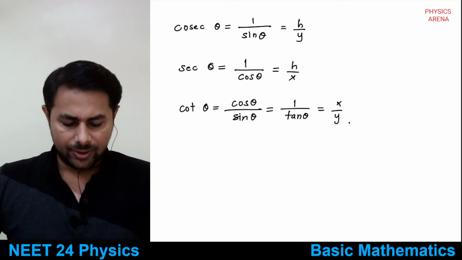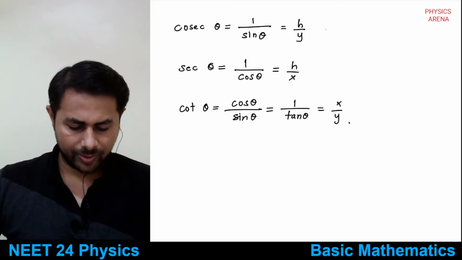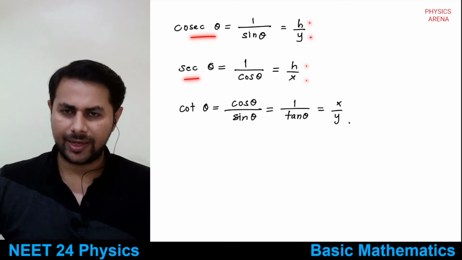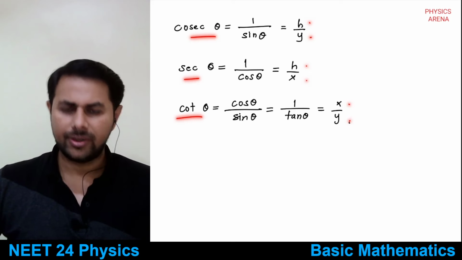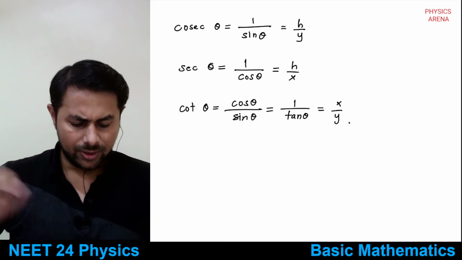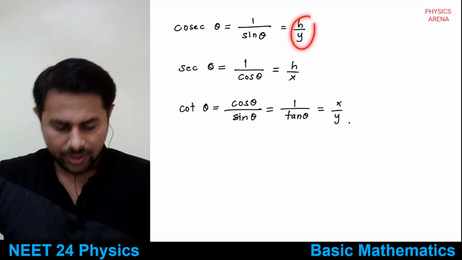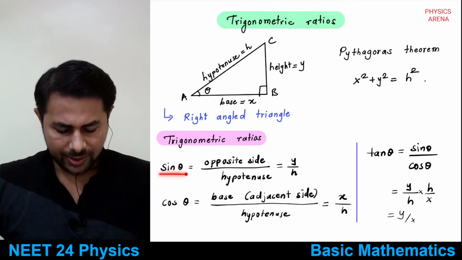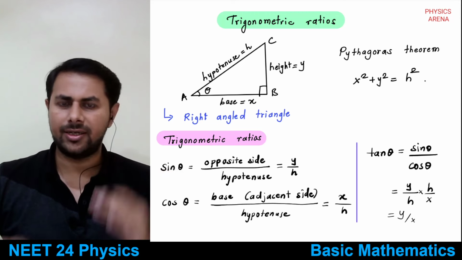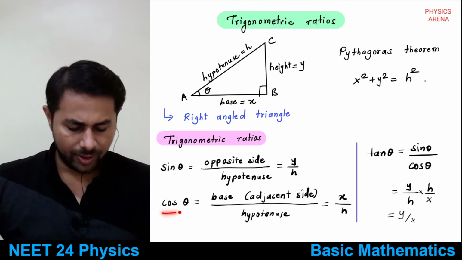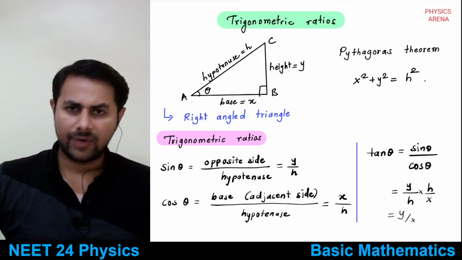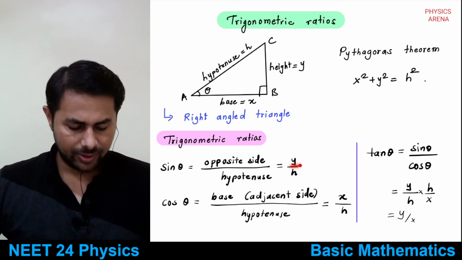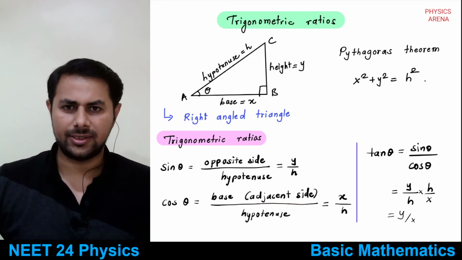From our naming, cosec theta comes out to be h by y. Sec theta will be h by x, and cot theta will be x by y. Now see, these h, y and x are not important. What is important is that sine theta is opposite side divided by hypotenuse. You have to remember that. Cos theta is the adjacent side divided by hypotenuse. And tan theta is the opposite side divided by adjacent side.